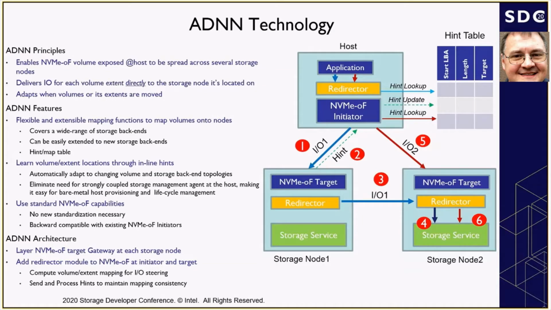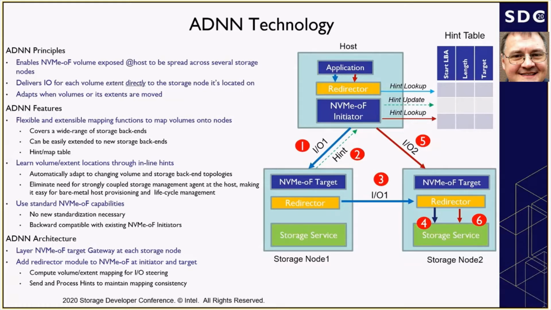ADNN accomplishes this by adding an NVMe-oF Fabrics target to all of the storage nodes in the distributed block storage system. And we add a component called a Redirector in the hosts and all the storage nodes, which has the ability to learn the locations of the extents of the volumes that the host uses.